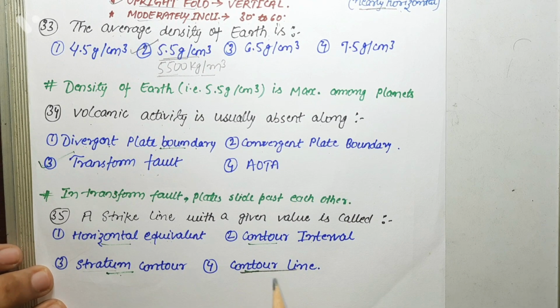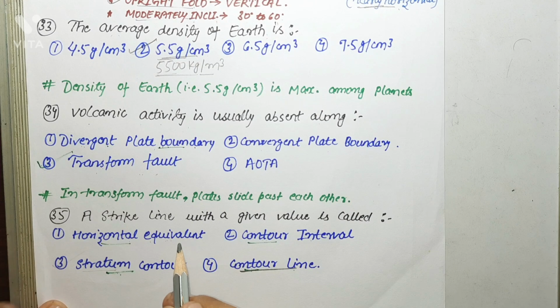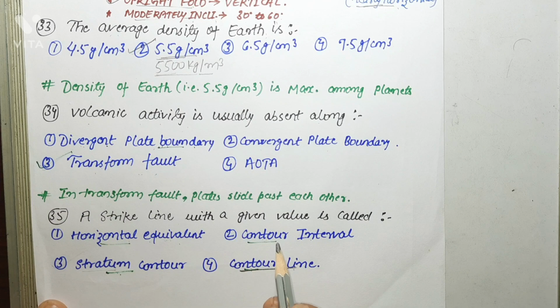So what are contour lines? Contour lines are the lines joining points of equal height above the mean sea level as well as points of equal depth below the mean sea level. Okay, and contour interval and horizontal equivalent are the factors of contour line, in which horizontal equivalent is the horizontal distance between two adjacent contours and contour interval is the constant vertical distance between two consecutive contours. So basically these two are associated with contour line.